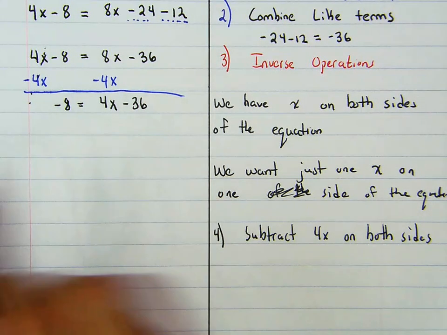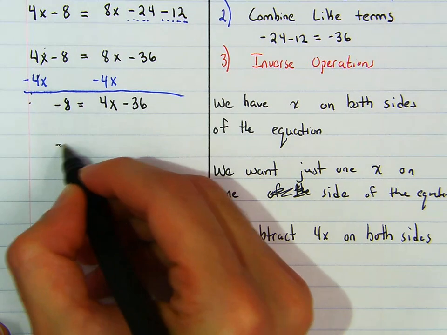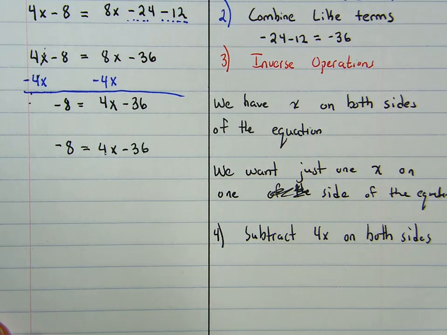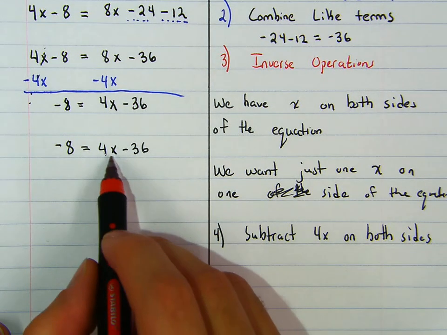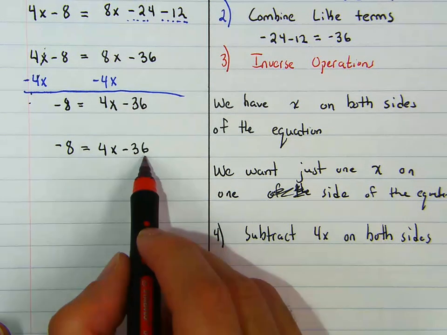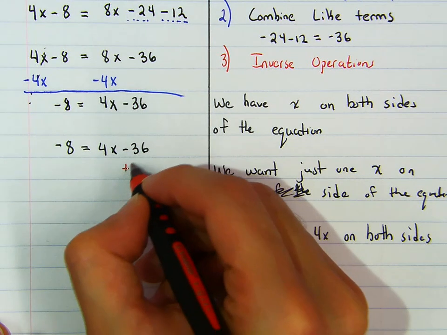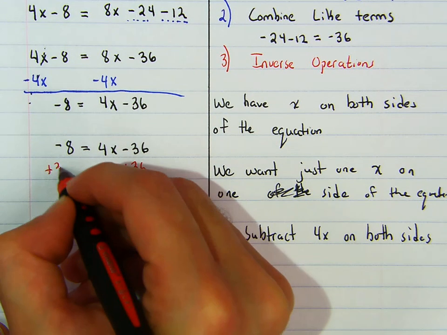What would be the winning move? And if you want, I'll be extra and I'll write it again. Negative 8 equals 4x minus 36. You don't have to rewrite it, but it does help. Notice you want this x by itself, so what's in the way? It's this negative 36. So what are you going to do? You do plus 36, plus 36.